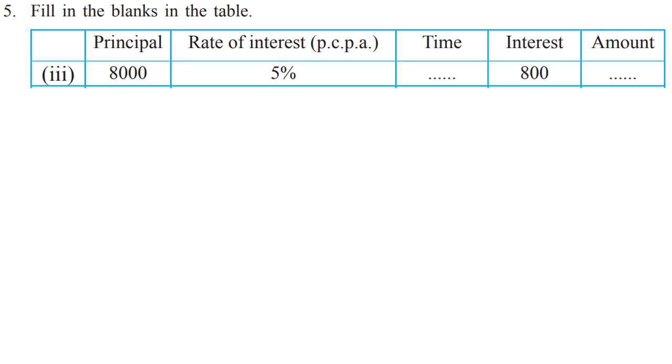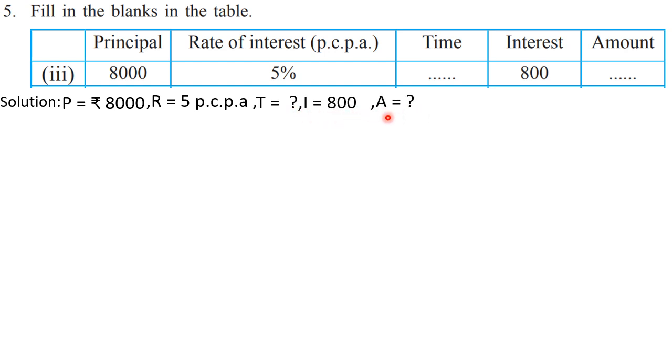Now question number 3. See here, principal is given, that is 8,000. Rate of interest is given, that is 5%, and interest is given. Now we have to find the time and amount. So first we'll write the given information: P is equal to 8,000 rupees, R is equal to 5% per annum, and T is equal to question mark, I is equal to 800, and amount is equal to question mark.